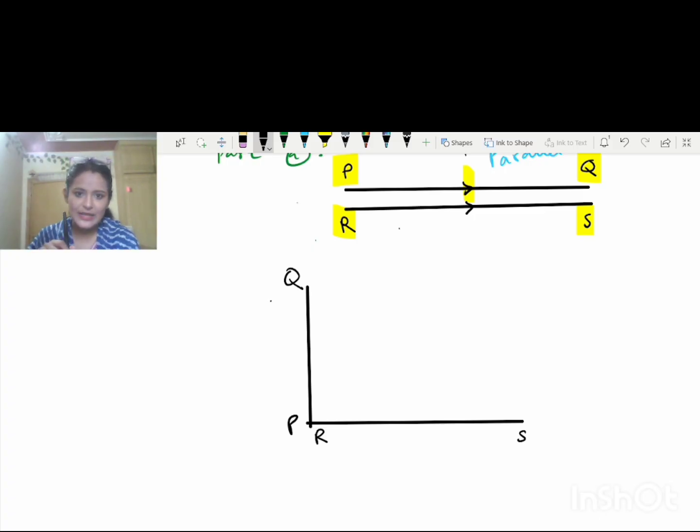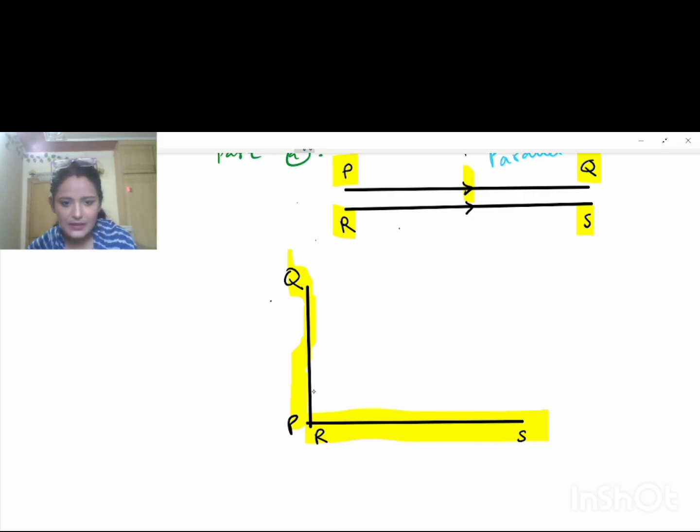Okay, and this pen is making some angle with my palm. Okay, so the angle is 90 degrees. When something stands straight on some other thing, that is called a perpendicular. So here, this line PQ is perpendicular to this line RS, because these lines are making an angle of 90 degrees.